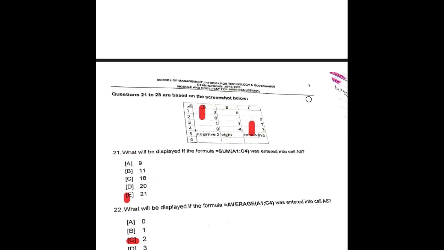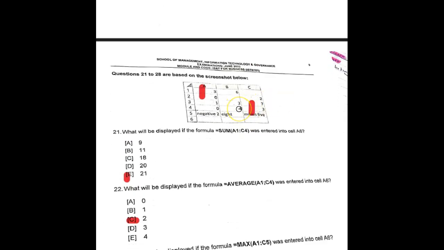What value would be displayed in cell A6 with the formula count if? So count if is basically count if that is something. So count if any number in the range is negative. A1 to C5. I can only see one number that is negative over here, which is -4. So the answer has to be A.